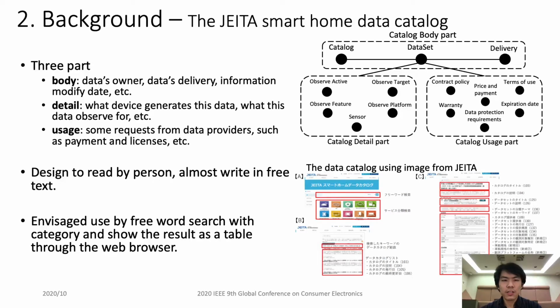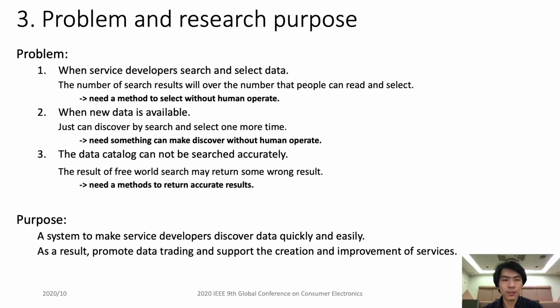The JETA Smart Home Data Catalog is designed to be read by people, so it is almost all written in free text, and designed to be used by free word search with category and show the result as a table in the web browser. So for now, there are some problems in discovering data.